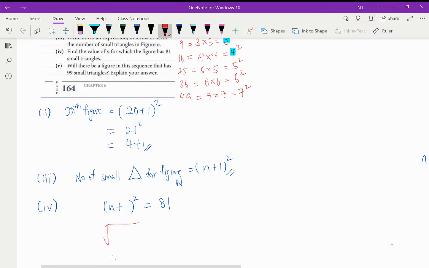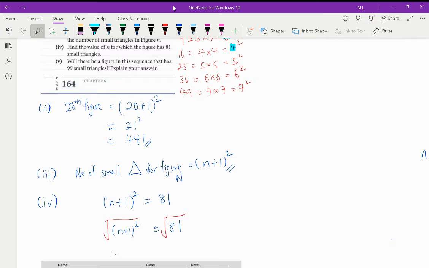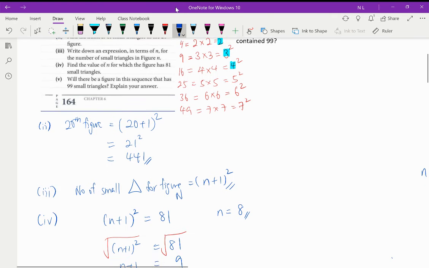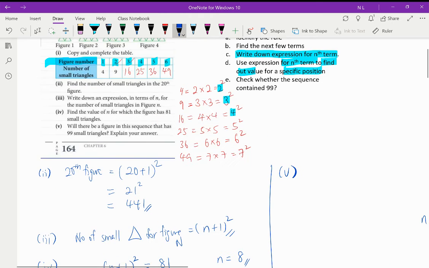So I square root (n plus 1) square, so I can find out what square number makes up n plus 1. So n plus 1 will be equal to 9. And to find out what n is, my n will be 8 because I minus 1 on both sides. So that means figure number 8 has 81 small triangles. So let's look at the next part.